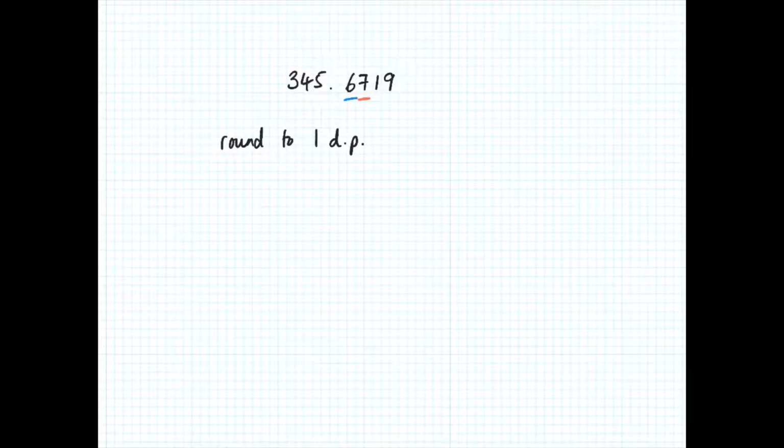So rounding to 1 decimal place will be 345.7. So our 6 has been rounded up to a 7 in that case.